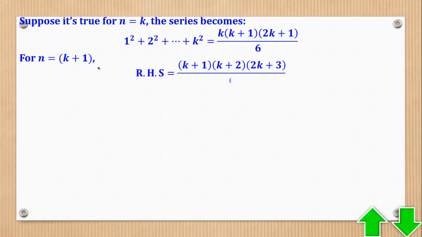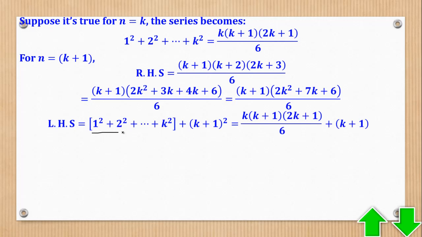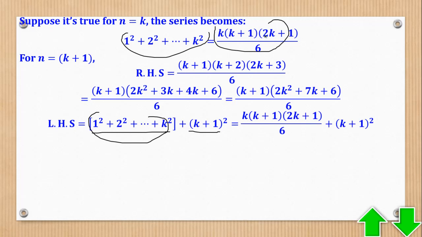So right hand side is got by substituting. Just substitute where there was n, you put k plus 1, k plus 1, k plus 1 to come up with that. And I can choose to expand the brackets to come up with this. Then left hand side, on this n equal to k terms, you add one next term. And we saw from the assumption that this here is equal to the whole of this. So I'll substitute it here.